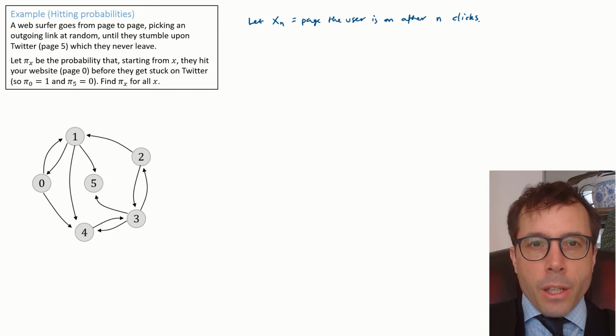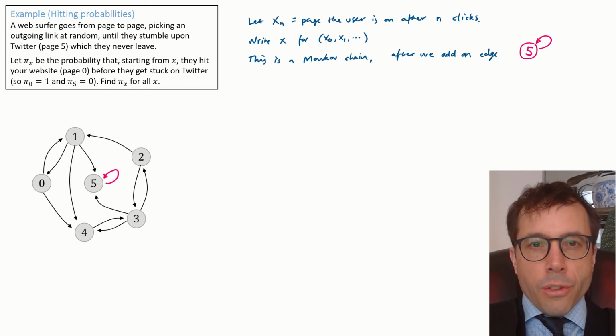Let x_n be the page that the user is on after n clicks. The problem says that from each page they select an outgoing link at random, which means it's a Markov chain. Remember, the defining feature of a Markov chain is memorylessness, i.e. what you do next depends only on where you are now, not on the past.